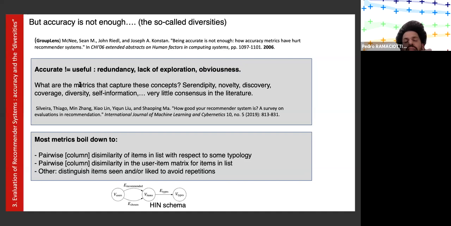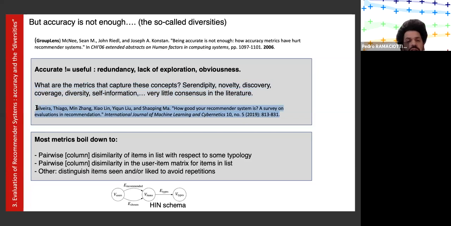So the problem in the academic discussion and the papers is how to define the properties that could account for this phenomenon. And there are a lot of names: serendipity, novelty, discovery, coverage, diversity, self-information. There are quite a lot, and they're not very consistent between them. So this is very much an open debate, and different people in different industries just choose one, tweak it for their needs, and go ahead. There's not a unified vision of what they should be.